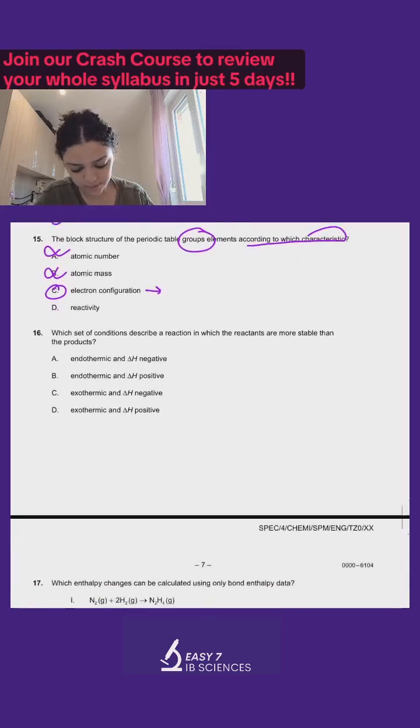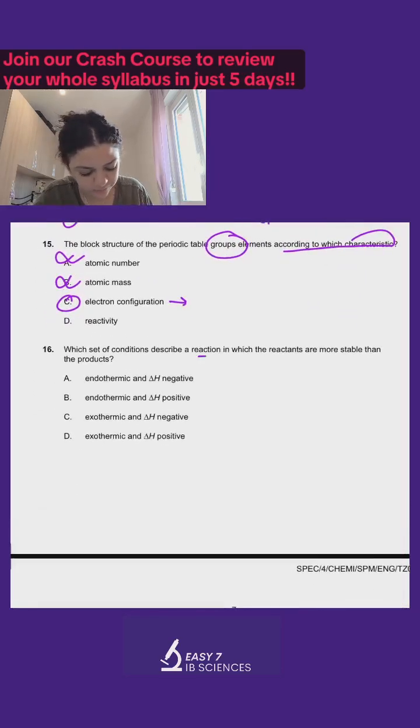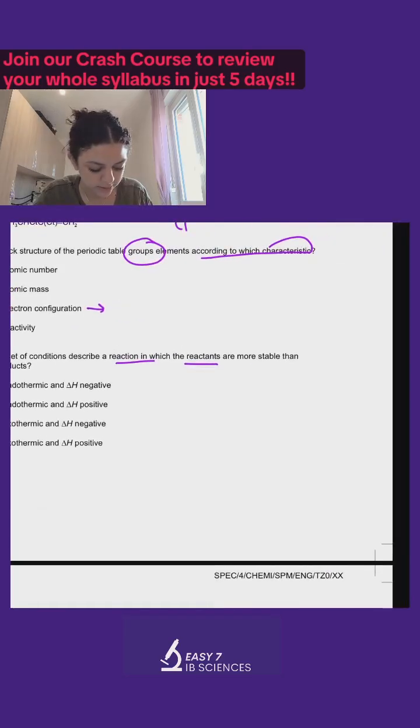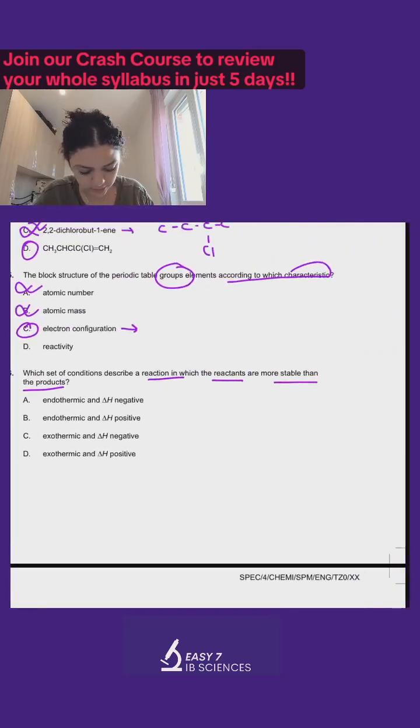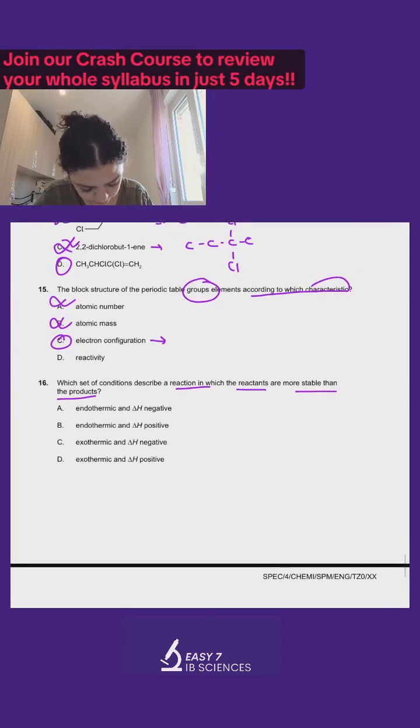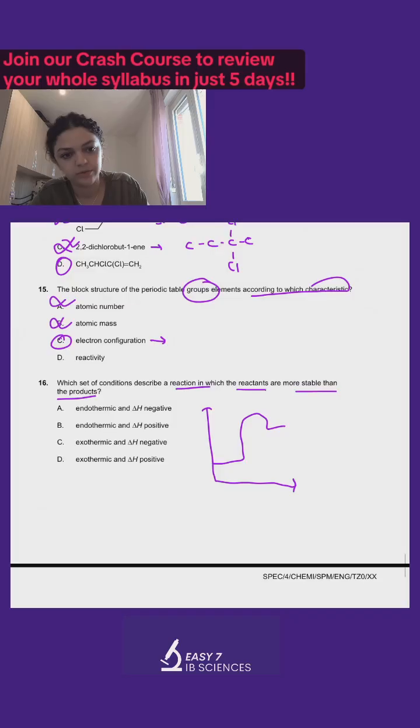Okay, next, moving on, it says which set of conditions describe a reaction in which the reactants are more stable than the products. Okay, reactants are more stable than the products. I'm going to give you a hint. So, what are we thinking? If the reactants are more stable than products, I drew an energy level diagram to help you. Is it exothermic? Is everything hot endothermic and cold exo? So the opposite. Cold is endo, and then hot is exo.